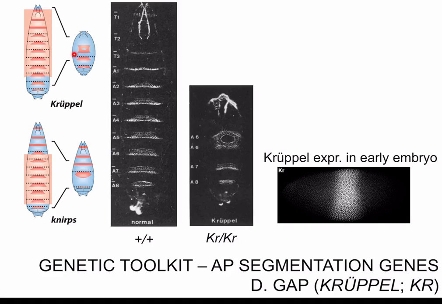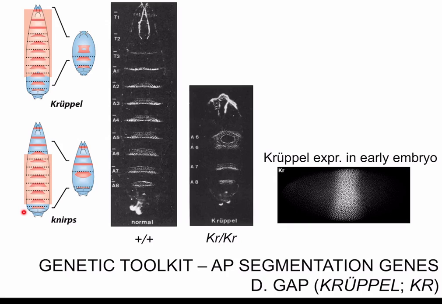as you can see over here in this mutant embryo for a gene called Krupel, where everything from the first thoracic segment to the fifth abdominal segment is missing in the mutant embryo, so that you have A6, A7, and A8 remaining in the mutant embryo. Similarly, there's another gap gene called Knirps, where you are missing segments from the second abdominal segment to the seventh abdominal segment. And so there are big gaps in the segments that are present in the mutant embryos.